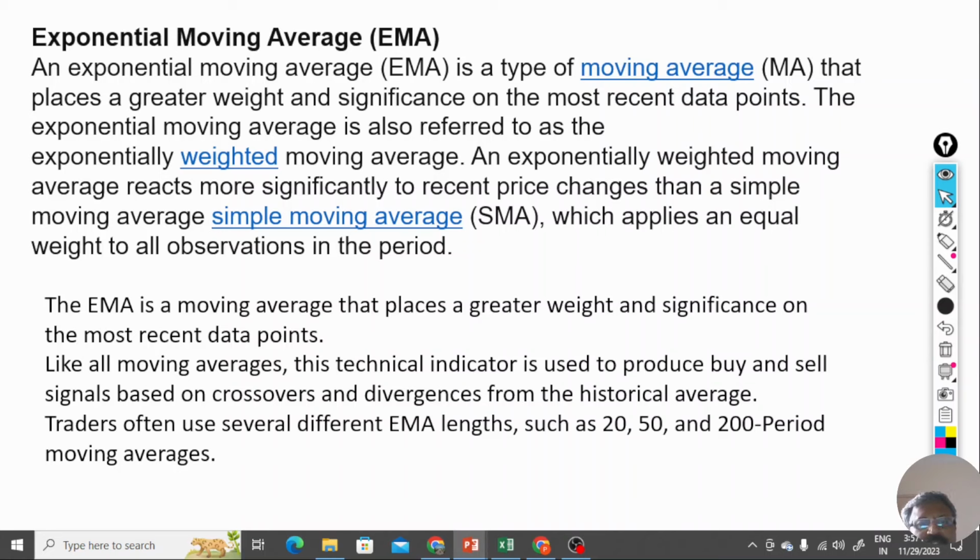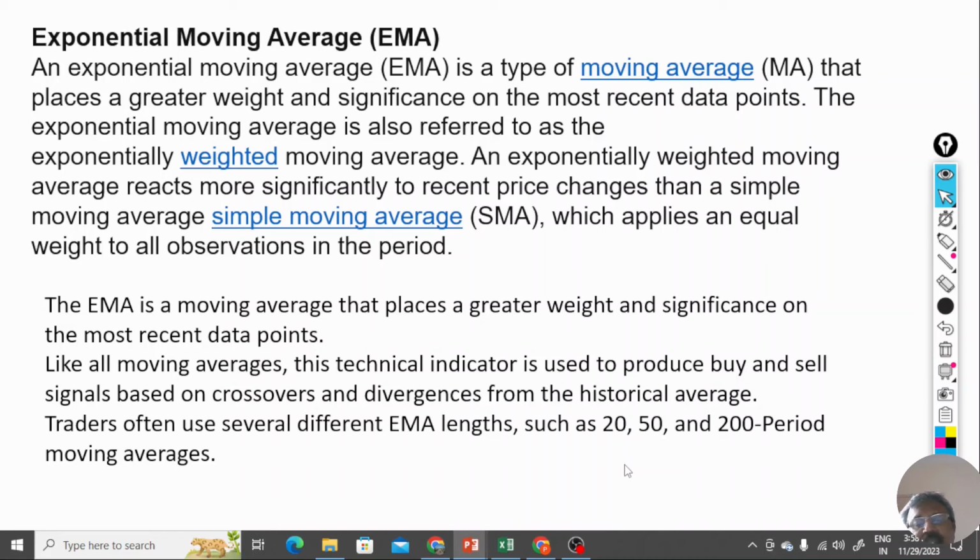Like all moving averages, this technical indicator is used to produce buy and sell signals based on crossovers and divergences from the historical average. Traders often use several different EMA lengths such as 20, 50 and 200 period moving averages. In my trading strategy, I use all these three: 20, 50 and 200 period. This can be applied on 5 minutes, 10 minutes, 15 minutes or even half an hour for a daily strategy.